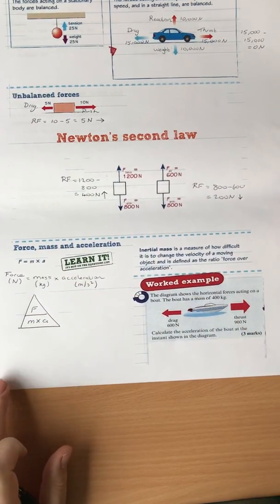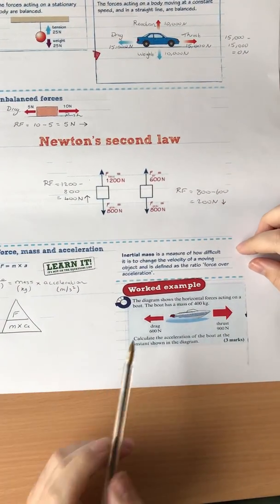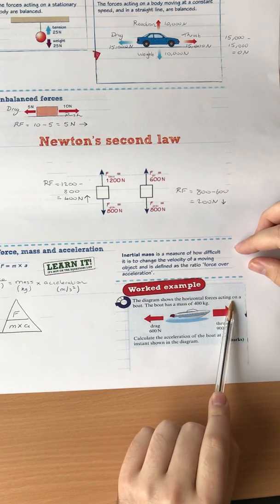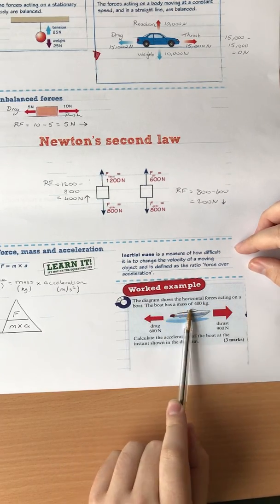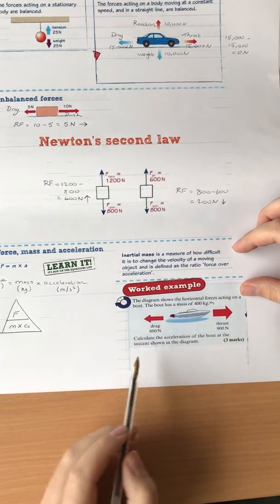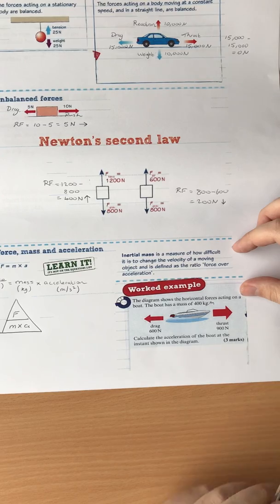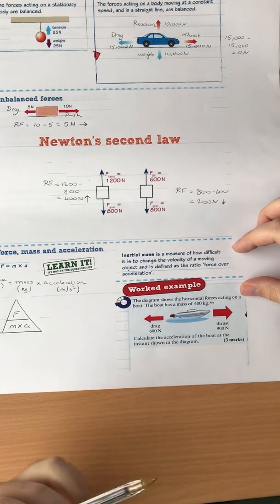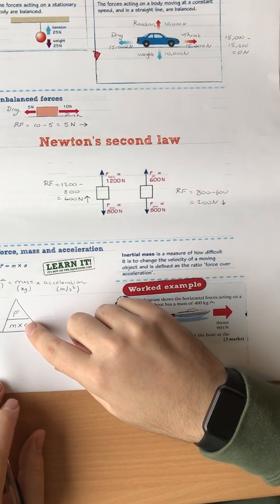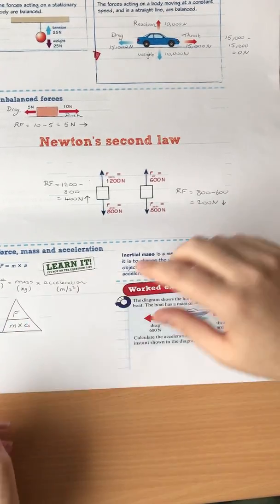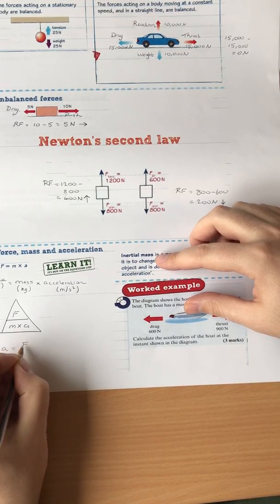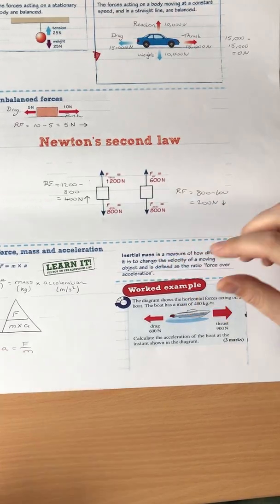Let's do a worked example where we use this formula. The diagram shows a horizontal force acting on the boat. The boat has a mass of 400 kilograms, so that's its mass, m. Calculate the acceleration of the boat. Now there's a little bit of a sub-calculation to do with this first to work out the force. So we are asked to get the acceleration. So in other words, acceleration equals force divided by mass. So always write the formula first. a equals force divided by mass.